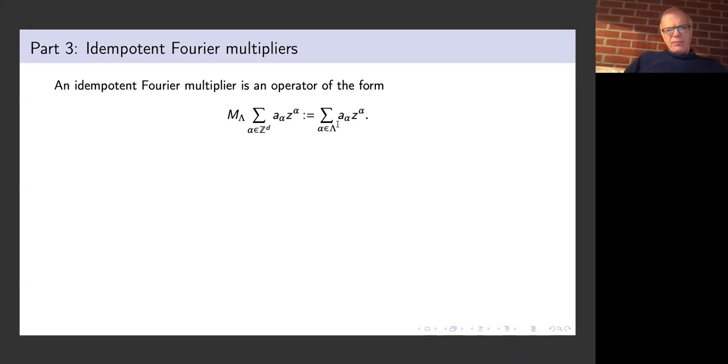associated with the Fourier coefficients of our functions. So I have a function here with these Fourier coefficients, where the alphas run over the whole lattice, and then I restrict to this subset, this lambda subset of the integer lattice. So this I can do for any lambda. Okay, so that's the Fourier multiplier associated with the set lambda.